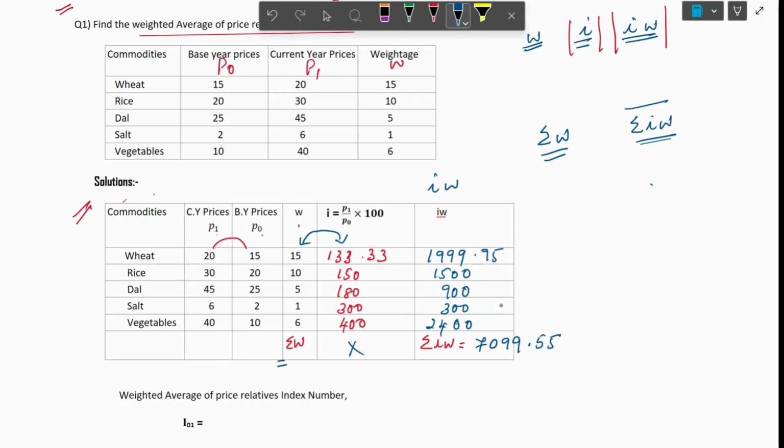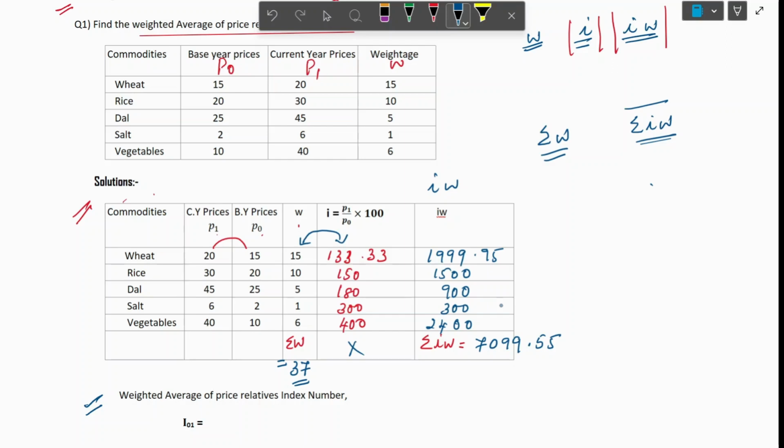Same way, you calculate sigma W. That means you add the W column and you get 37. Now your table is ready. The first step is over. What is the second step? By using which formula, which method? Weighted average of price relative index number. They ask you to find the price relative index number by the weighted average method.